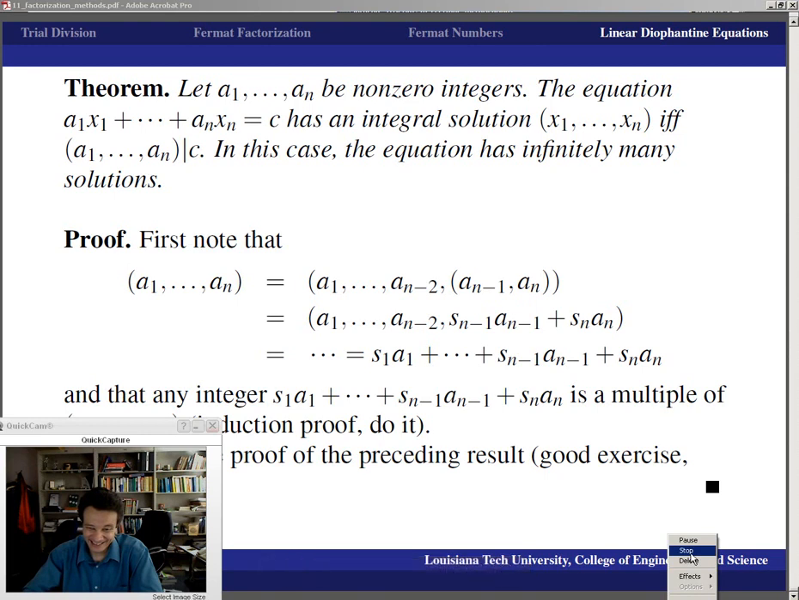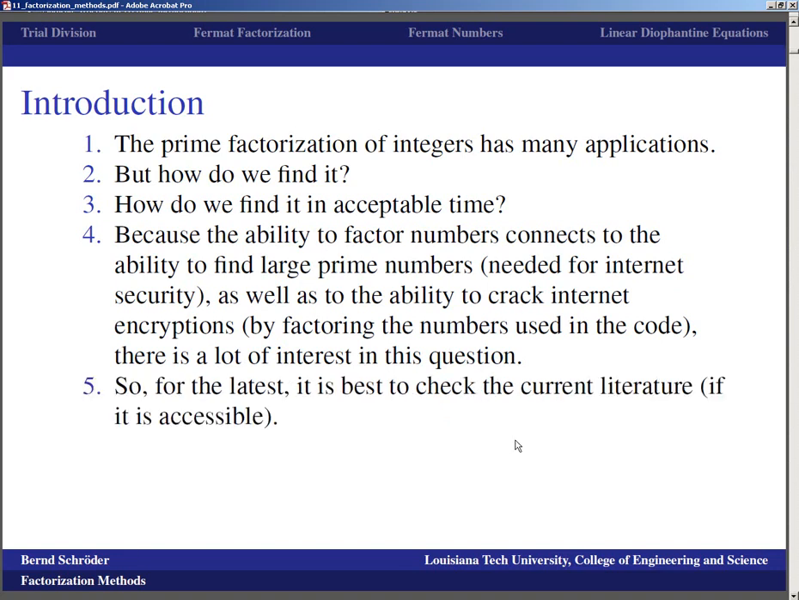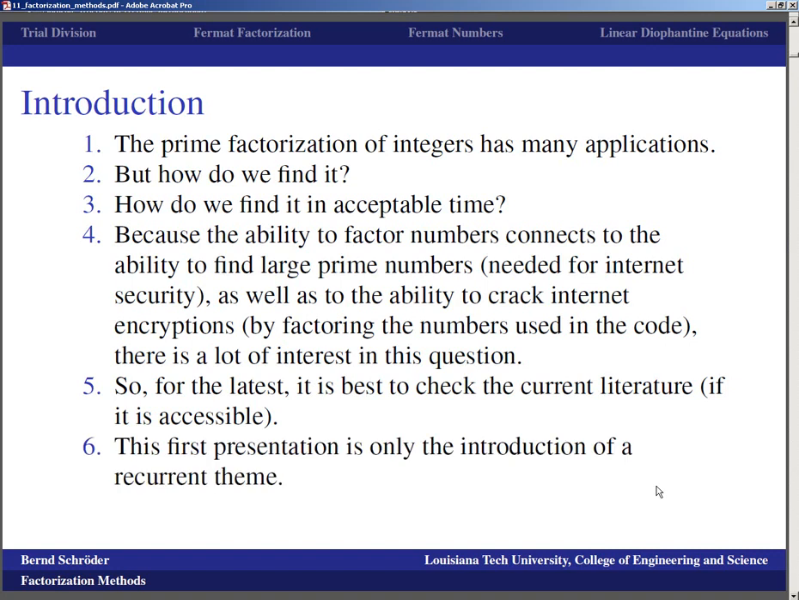Because of these considerations, there is a lot of interest in this question: how do you find the prime factorization of a number? For the latest on this field, it's best to check the current literature if you can access it. That doesn't necessarily mean that your library is poor, but I'm quite certain that some of that literature is classified and will not see the light of day until some declassification date, because intelligence agencies certainly are just as interested in these kinds of factorizations as private enterprise is.